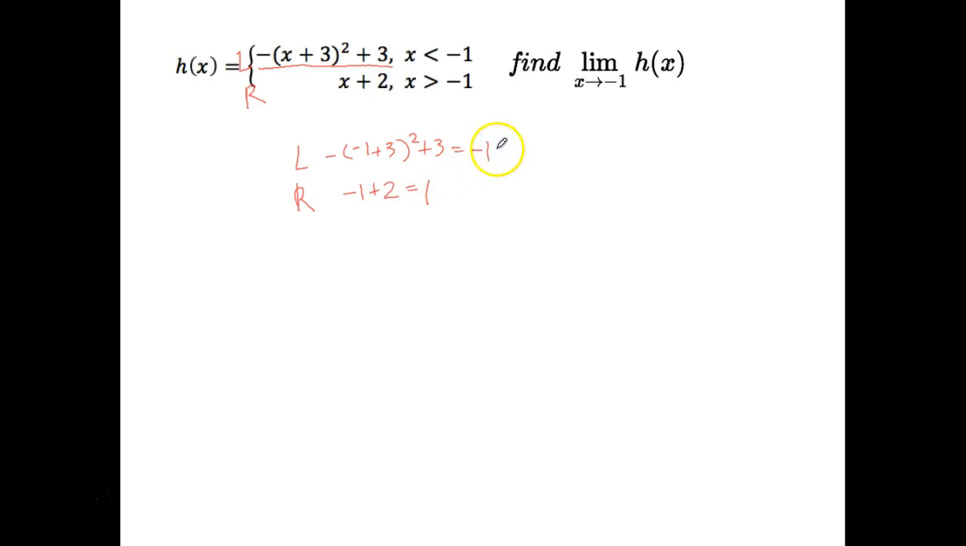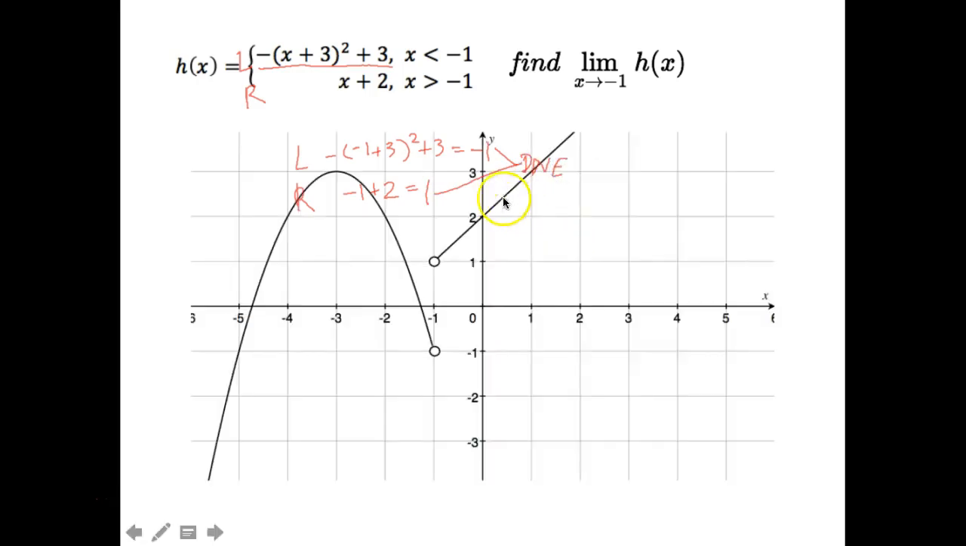Well, from the left it looks like it approaches negative 1. From the right it looks like it approaches 1. So they don't approach the same value. So I would say the limit does not exist, which is D and E. Now let's look at the graph of that and see if we got it.